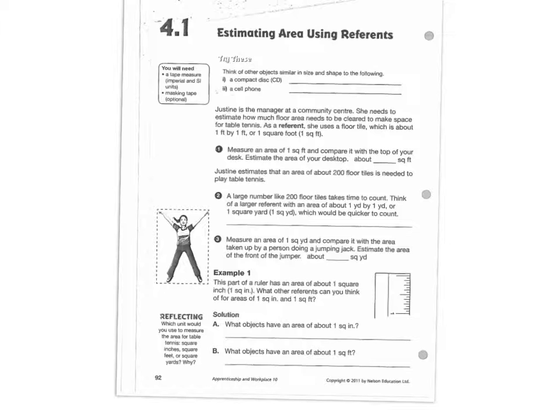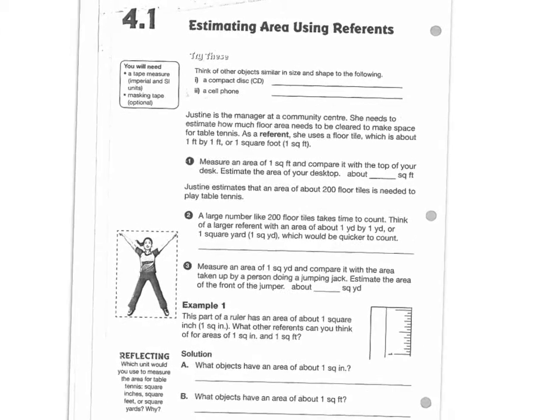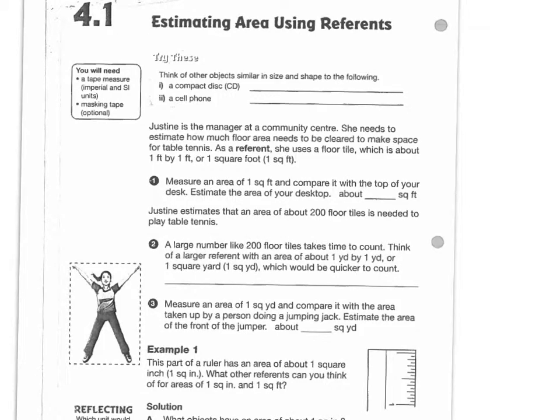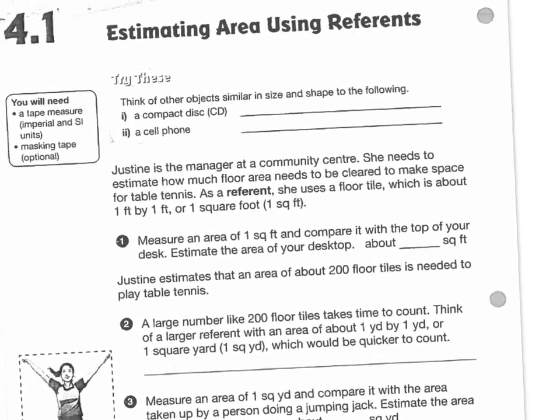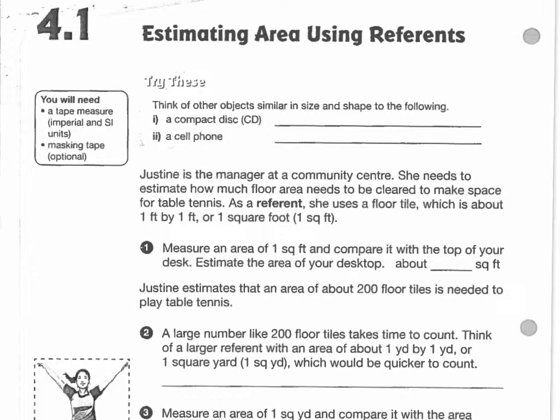Okay, 4.1, estimating area using a reference. So a referent is an object that refers to something else. First part, think of objects similar in size and shape to the following. So what's similar in size and shape to a compact disc? So it might be like a small plate. Maybe some other objects that you can think of.